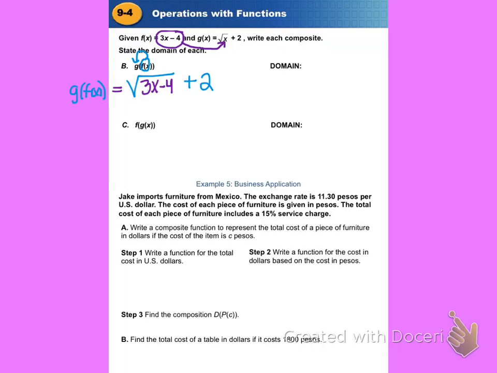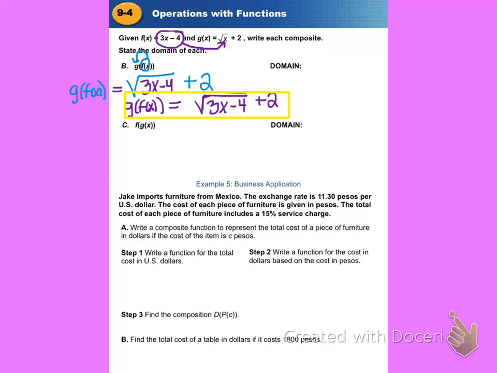So again, we started off with the function that was inside the most nested parentheses, f of x, and we took that function and substituted it into the outer function, which was g of x. And we ended up with this, the square root of 3x minus 4 plus 2. Well, now there's nothing really that we can do to simplify this any further, unlike in that last example. So really the only thing we can do is just rewrite this, and that will be our answer. Our g of f of x is just the square root of 3x minus 4 plus 2.